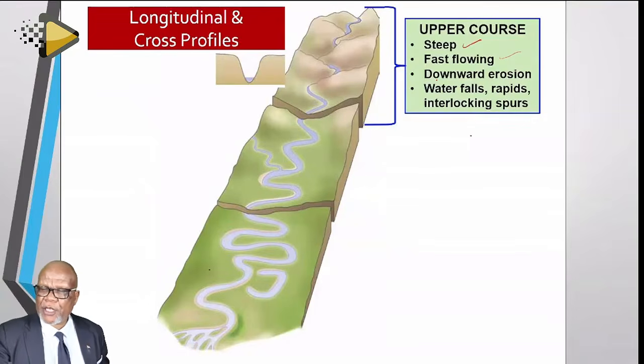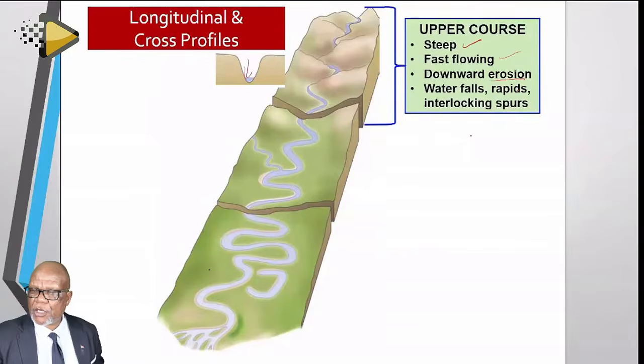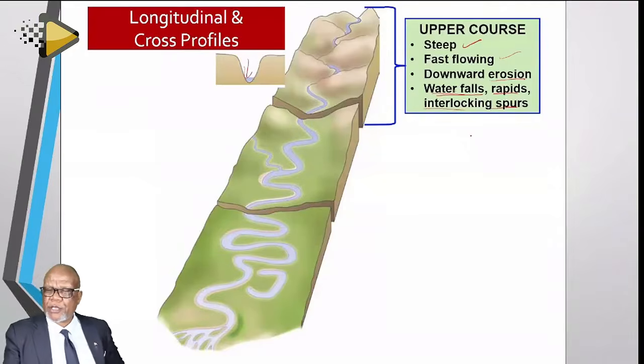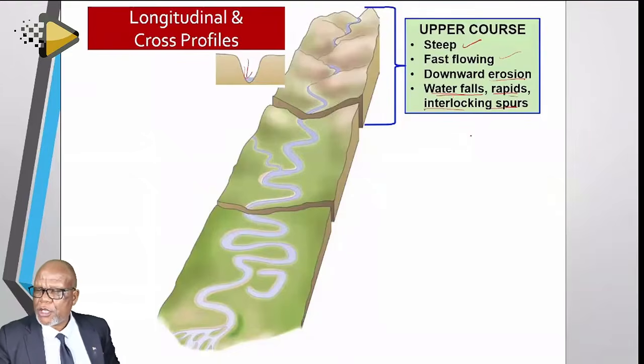The type of erosion here is downward erosion or vertical erosion. And what are the features that you're going to find along the river in the upper course? It will be your waterfalls, your rapids, your interlocking spurs. These are the features that you'll find in the upper course. And then the valley, the cross section.